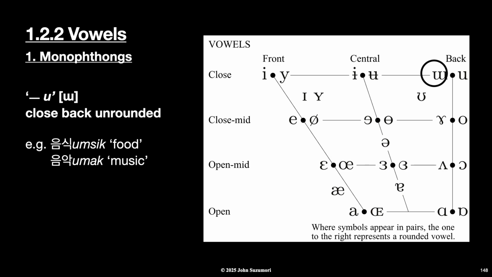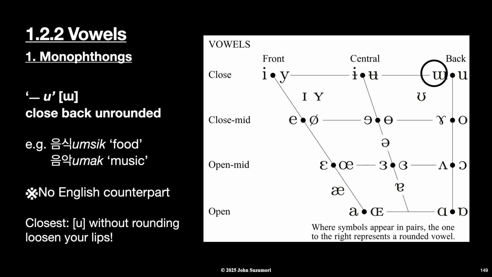As mentioned before, the close back unrounded vowel ㅡ is absent in English. You can hear the vowel in Korean words such as 음식, meaning food, or 음악, meaning music. You can pronounce ㅡ by gradually loosening the lip rounding when pronouncing the close back rounded vowel ㅜ, since these two sounds differ only in the roundness.